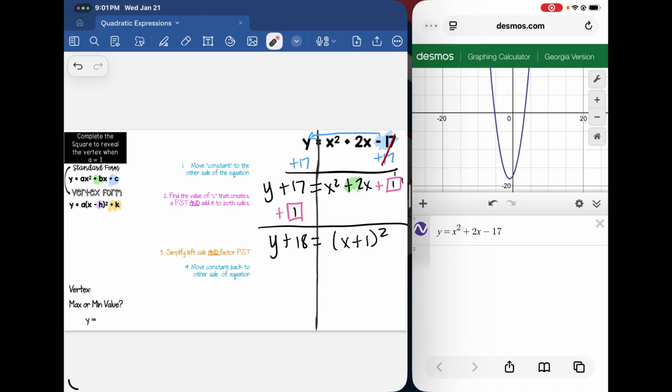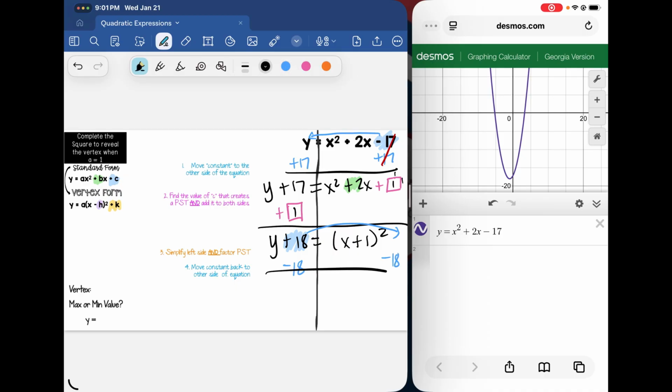Is this in vertex form yet? No, because in vertex form, y is by itself. This y isn't by itself. So I need to get this 18 out of the way. So I'm going to move it, because it's my constant term, back to the other side of the equation. What's the opposite of adding 18? Subtracting 18. Whatever I do to one side, I do to the other side.